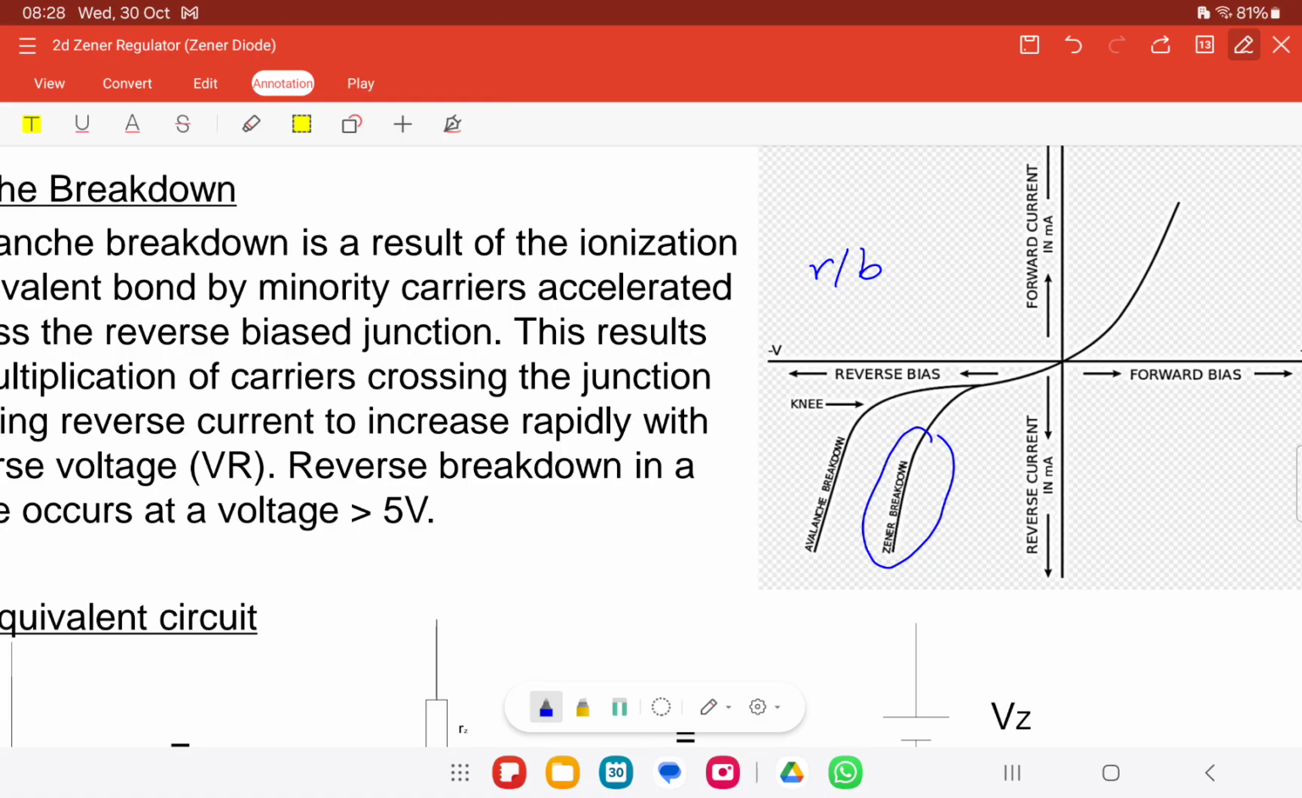Collisions or movements? Okay, Zener breakdown is due to movements of the majority and minority carriers. Okay, maksudnya positive and negative ions lah. Okay, normally it goes up until 5.